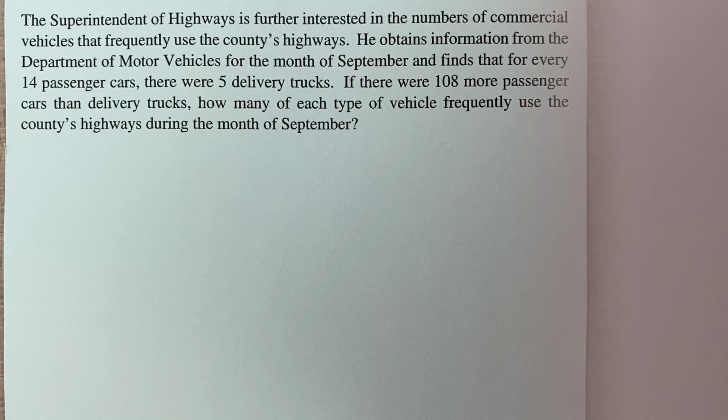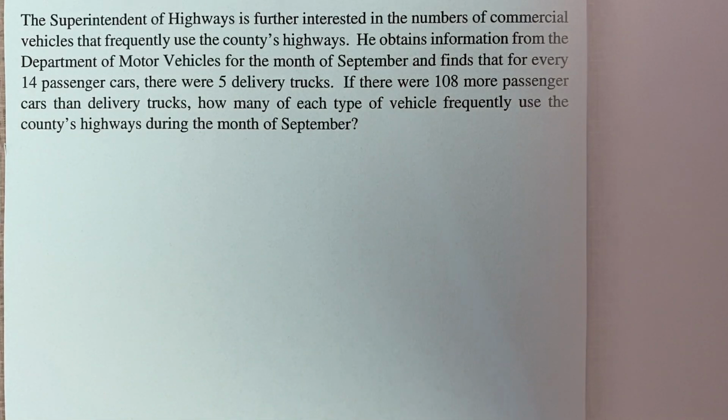The superintendent of highways is further interested in the numbers of commercial vehicles that frequently use the county's highways. He obtains information from the Department of Motor Vehicles for the month of September. So now we're in a new month. We used to be in August, now we're in September. And finds that for every 14 passenger cars, there were 5 delivery trucks. If there were 108 more passenger cars than delivery trucks, how many of each type of vehicle frequently use the county's highways during the month of September?